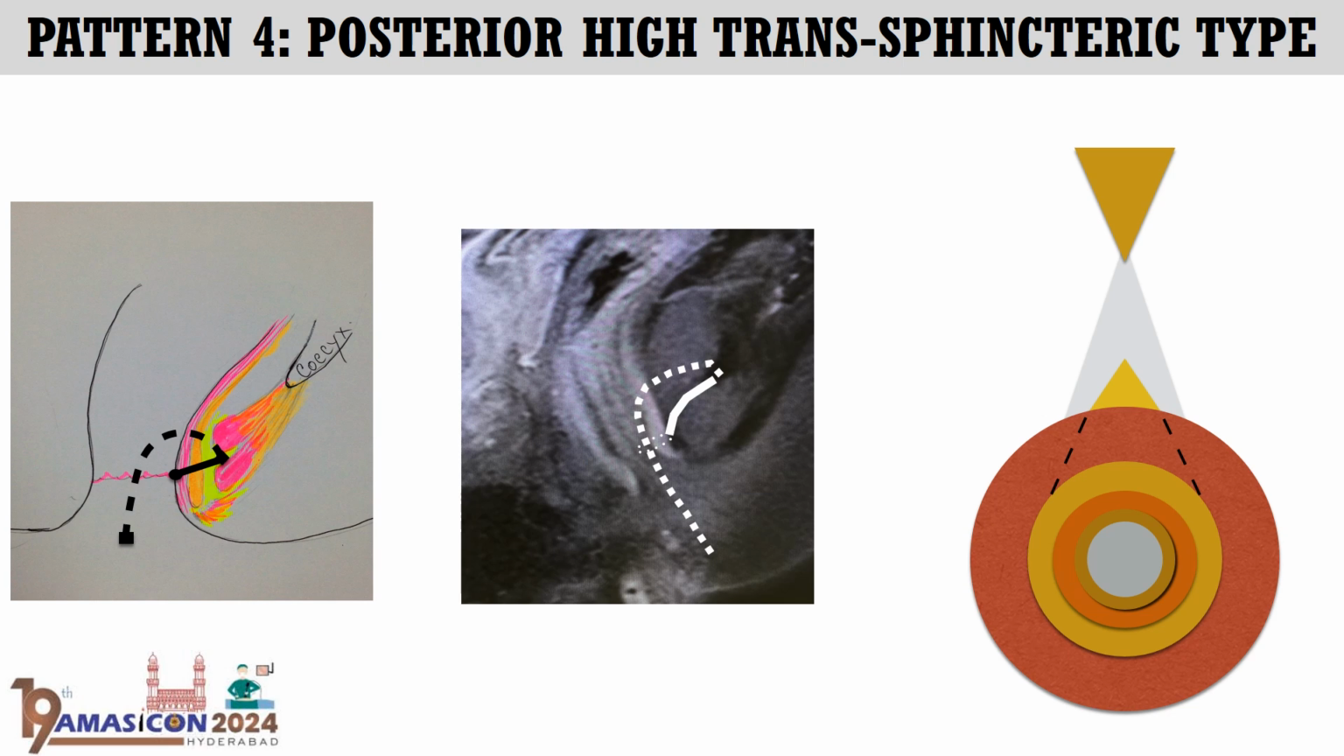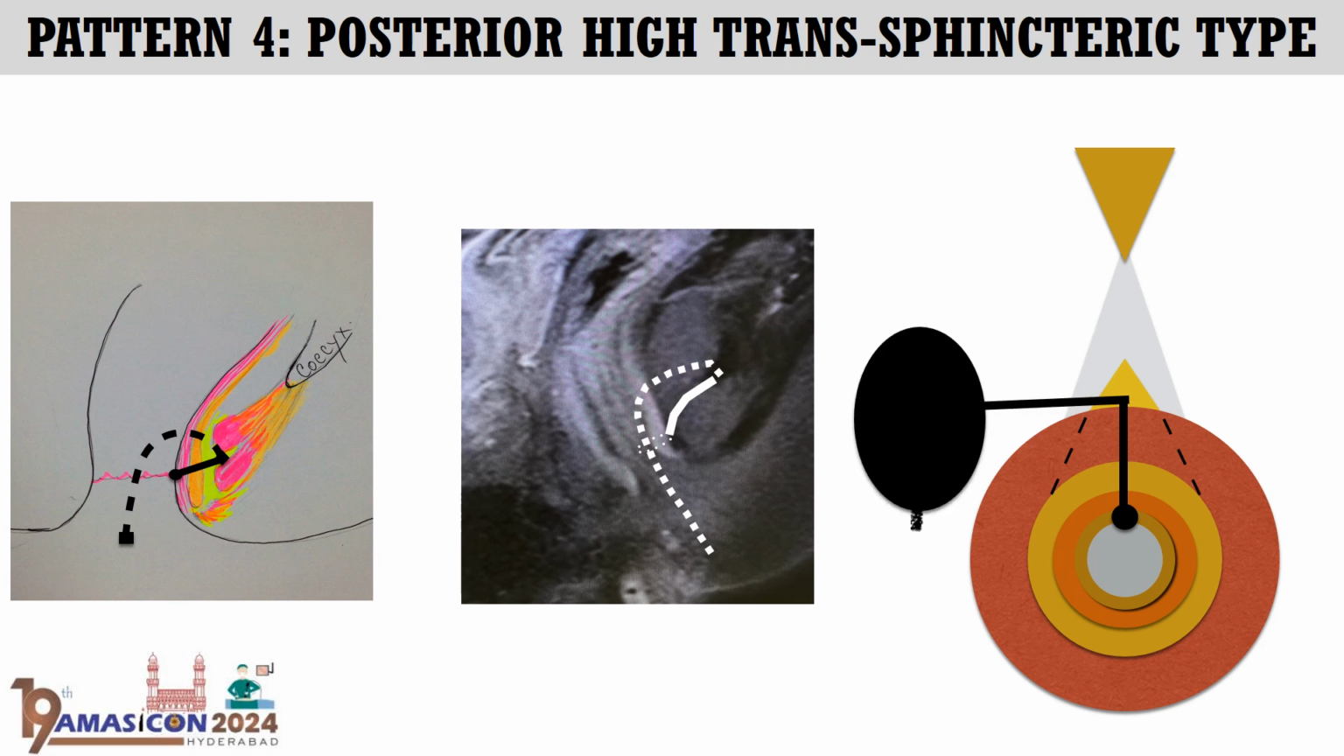The posterior high transsphincteric can have three patterns. One, maximum 80 to 85%, follows a horseshoe fistula, where the sepsis travels from the internal opening into the deep postanal space and goes to either side of the infralevator ischial space. This is a horseshoe type. It can be a bilateral horseshoe, unilateral horseshoe, or the abscess may be limited to the deep postanal space.